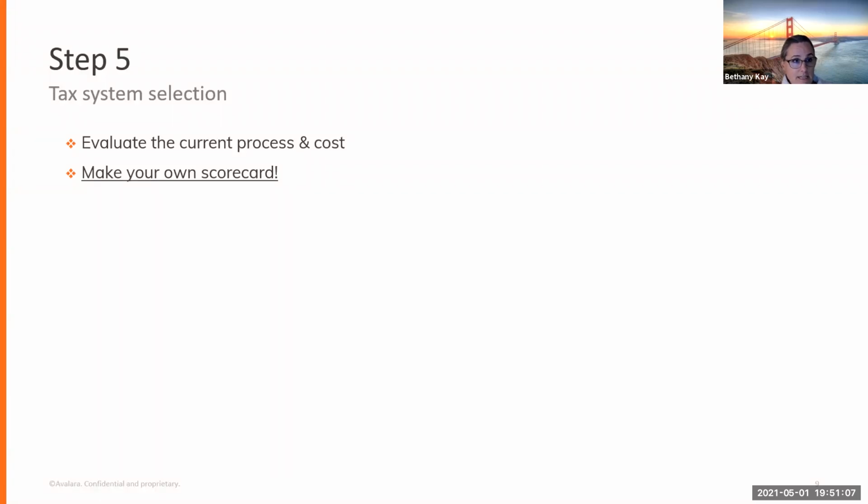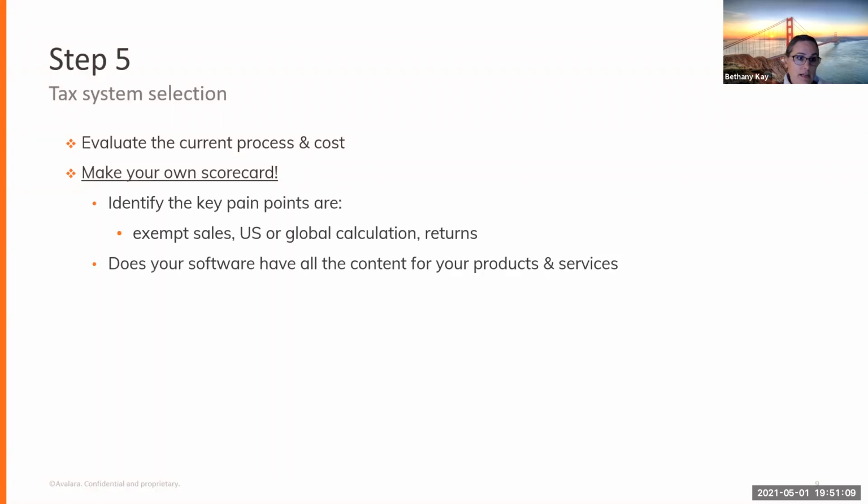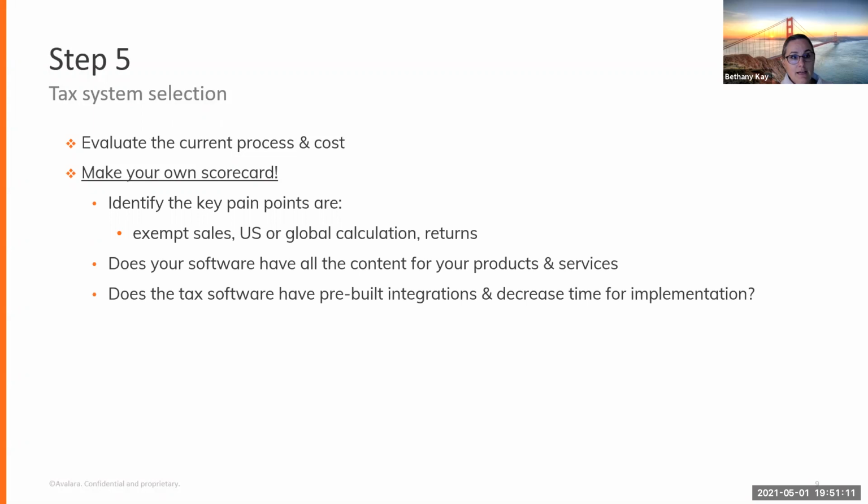So the next thing I suggest is making a scorecard, and you can put down things like identifying your key pain points. Is it exempt sales? Maybe you don't have any taxable sales and really you need exemption certificate management. Or is it finding the right rates because you're all over the place and you're worried that you've got the wrong rates? Or maybe returns. You don't have enough people to do returns and you're trying to do it manually.